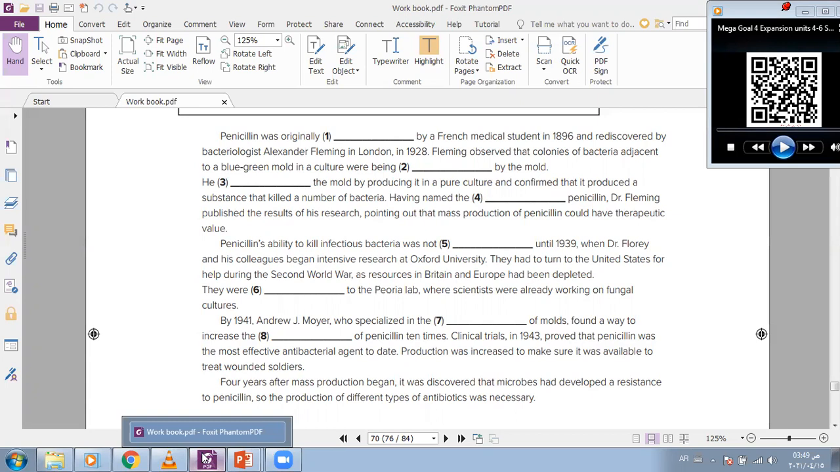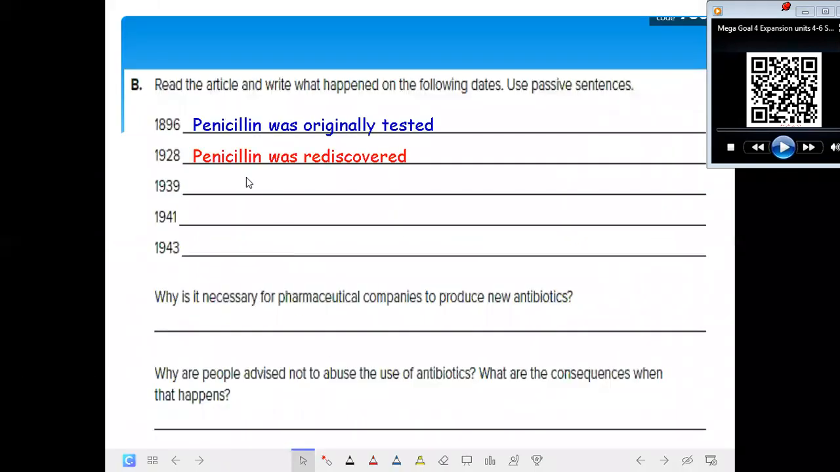"Fleming observed that colonies of bacteria adjust to blue-green mold in culture were being by the mold." Okay, we only need to say a shorter answer than that. We'll say penicillin was rediscovered, meaning its discovery was made again. Okay, bravo, Anas. Thanks a lot.